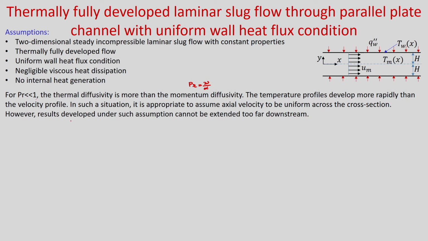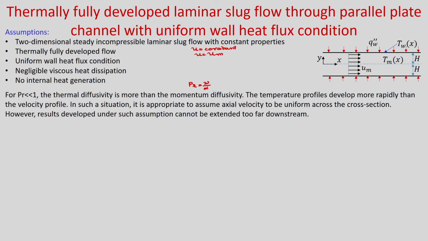However, results developed under such assumption cannot be extended too far downstream, and when we consider this axial velocity as uniform, that is known as slug flow. So, the assumptions for today's class will consider two dimensional, steady, incompressible, laminar slug flow with constant properties. Slug flow means u is constant, and in this particular case we will take u is equal to u m.